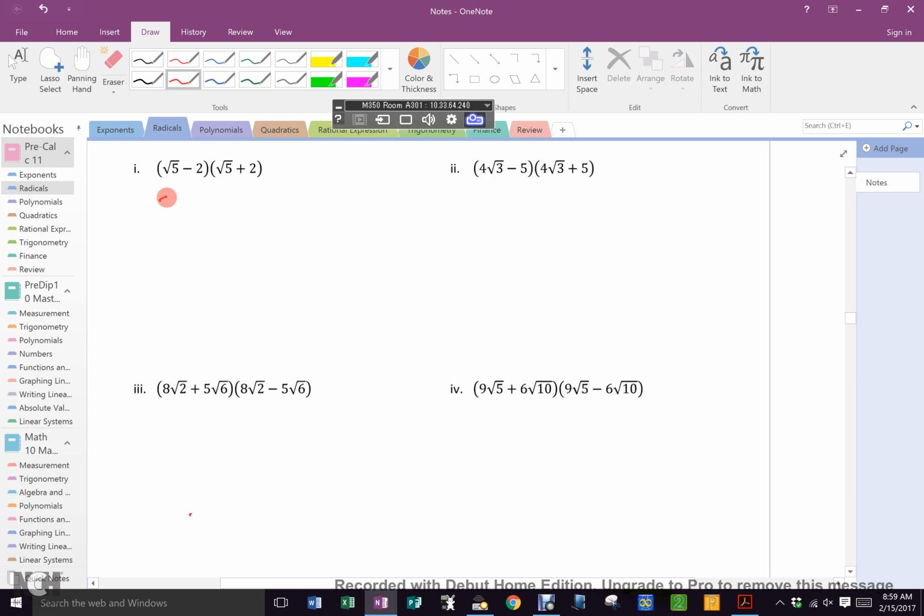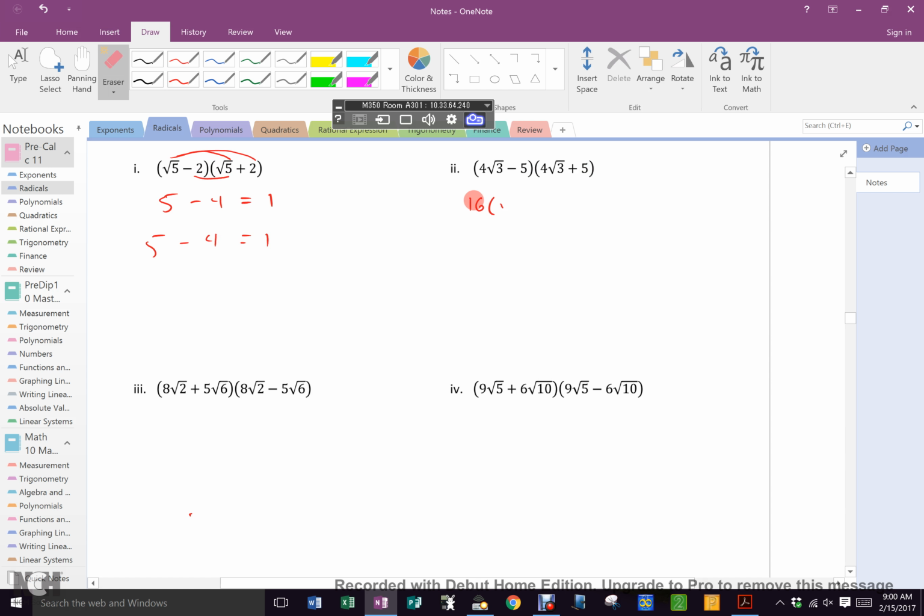So this is 5 minus 4, which is 1, right? Why does this work? Because root 5 times root 5 gets me 5. Plus 2 root 5 minus 2 root 5, they drop out. And 2 times 2 is negative 4. So here again, the middle term drops out, doesn't it? Because it's plus minus. So this is 16.